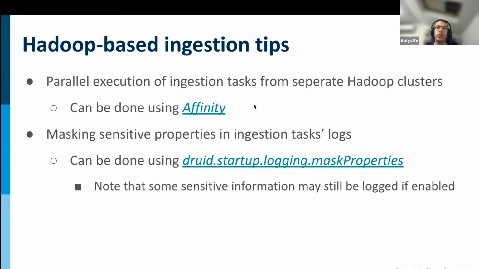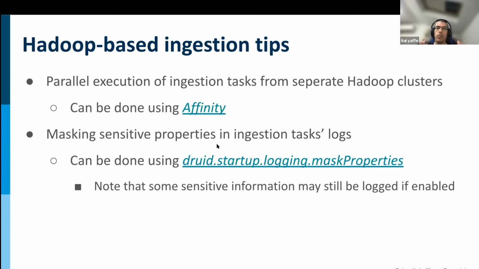The first one is, many times you'd want to ingest data in parallel from different ingestion tasks from separate Hadoop clusters to different data sources. And so the way to achieve that is using affinity, which is essentially a mapping between a middle manager and a data source. And so it allows you to point your Hadoop cluster to a specific middle manager and ingest to data source A, and then to point a different Hadoop cluster to a different middle manager and to ingest to data source B at the same time.